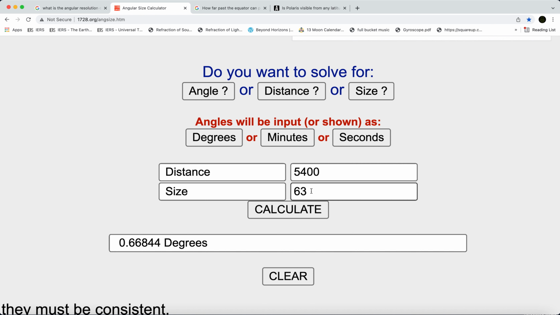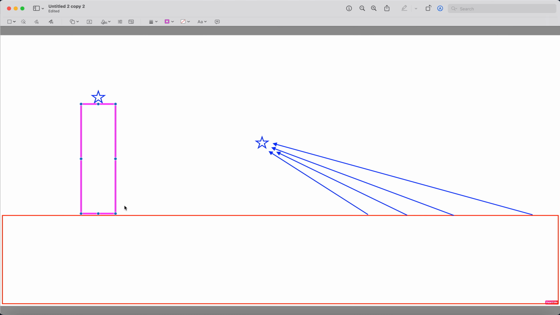But the angular free space, if I give it a 63 nautical mile height or size, the angular free space, which is here, if I give this purple rectangle here 63 nautical miles from the horizon to the base of Polaris, the lower limb they sometimes call it, up here, right?